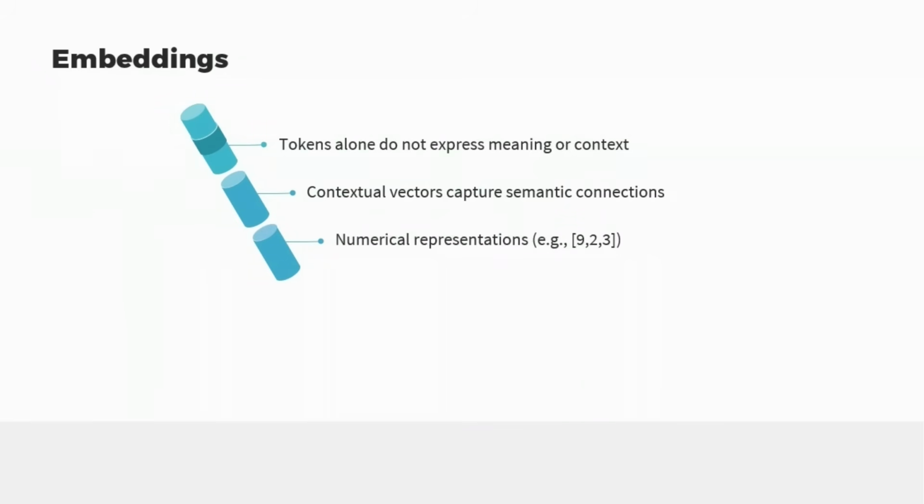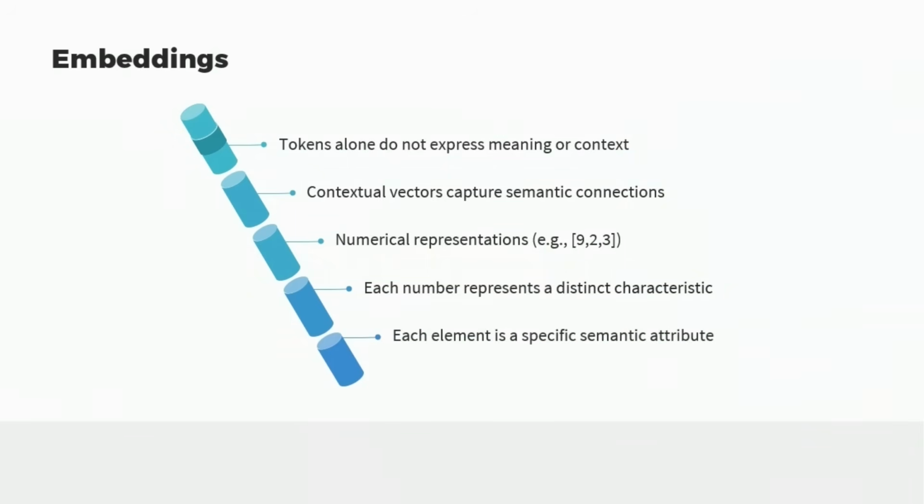Embeddings are numerical representations with multiple values, for example, 9, 2, 3, where each numeric component signifies a distinct characteristic of the information. In the context of language tokens, every element within a token's vector encodes a specific semantic attribute. The precise categorizing of these vector elements in a language model evolves during training, and the values are driven by how frequently words are used together or how they are used in similar contexts.